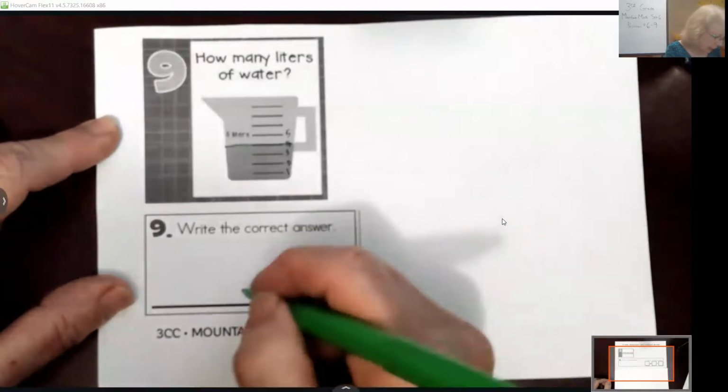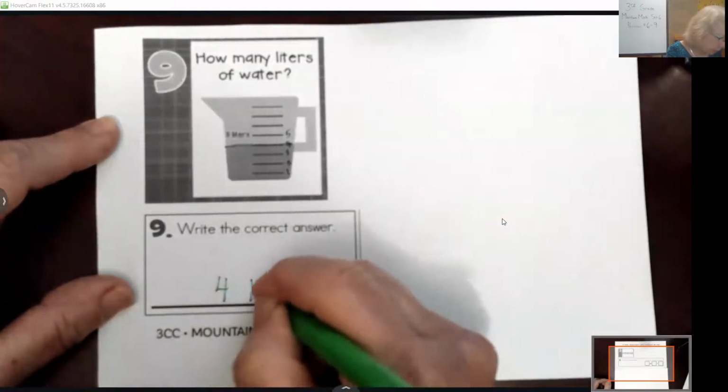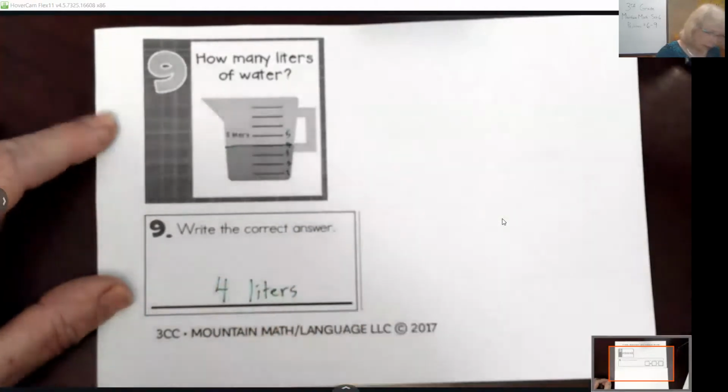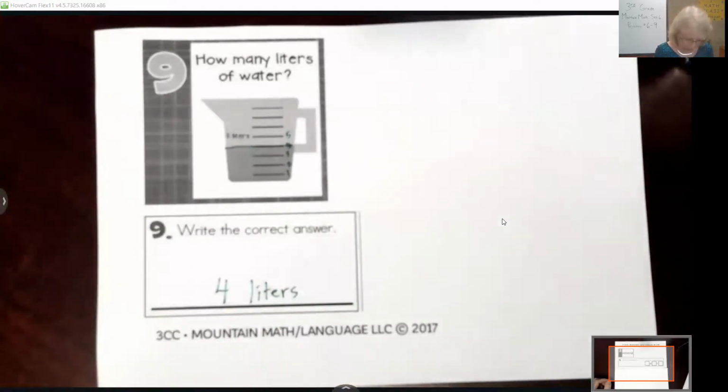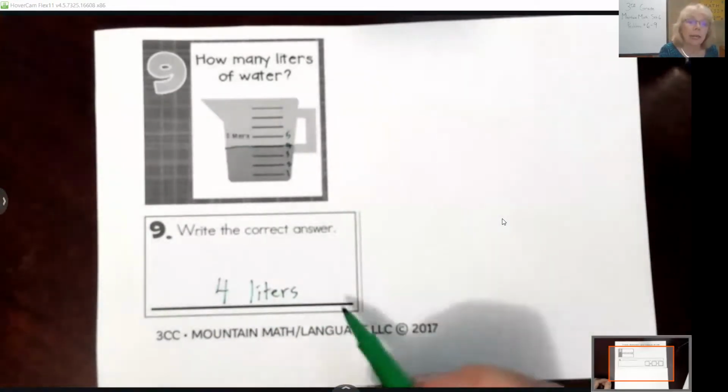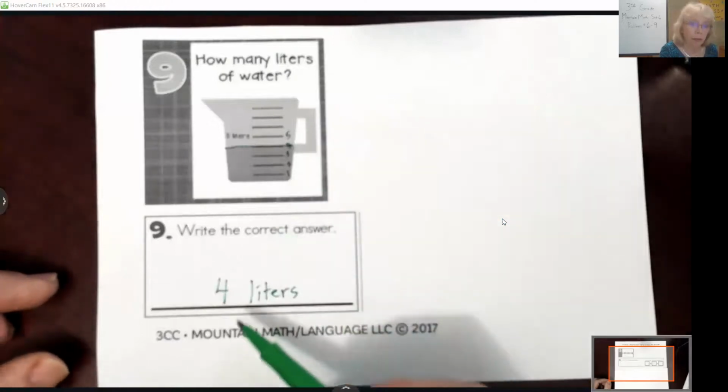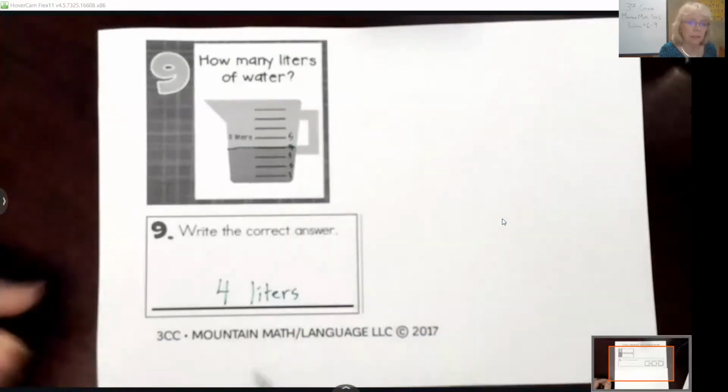Well, it is at 4 liters. And this is where you do want to label your answer, since they're asking how many liters of water. We want to say 4 liters, not just 4.